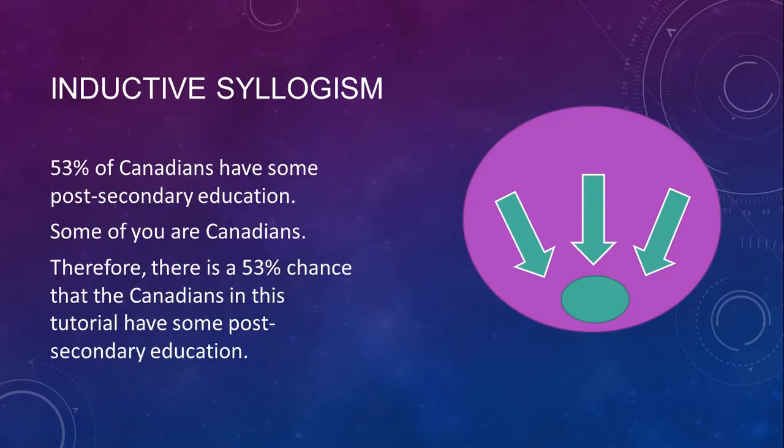So here's what can go wrong with that. Here's an inductive syllogism. 53% of Canadians have some post-secondary education. Some of you are Canadians. Therefore, there's a 53% chance that the Canadians in this tutorial have some post-secondary education. Now, what's the problem with that?